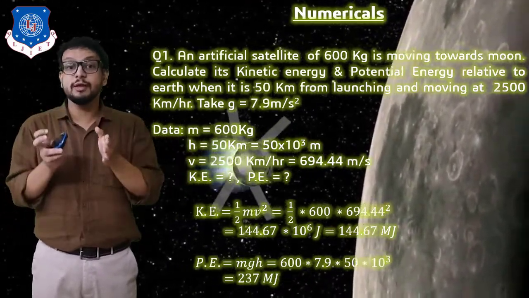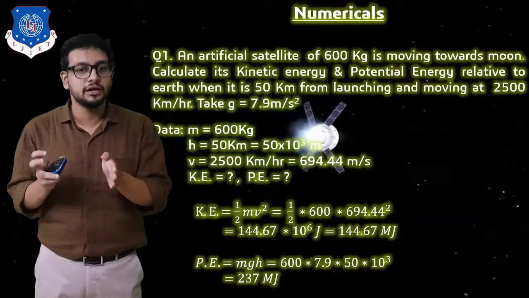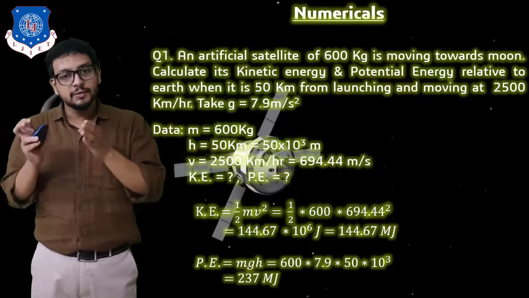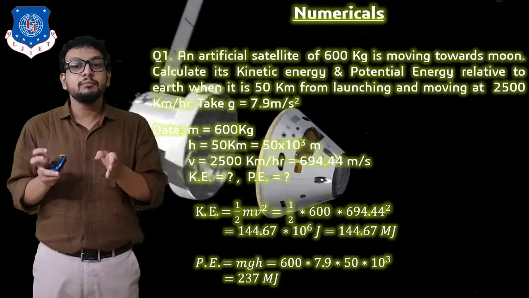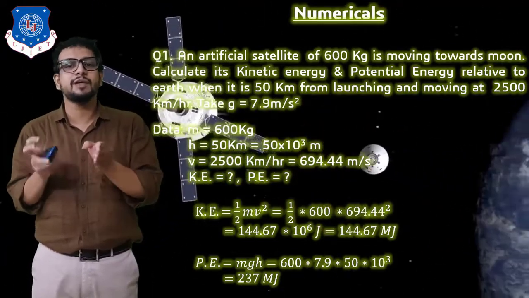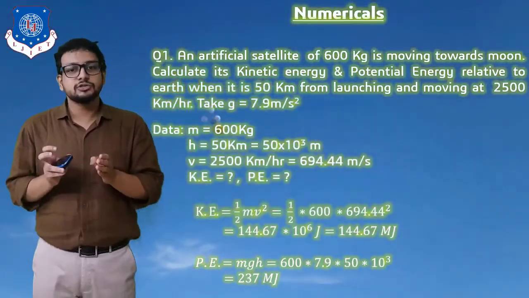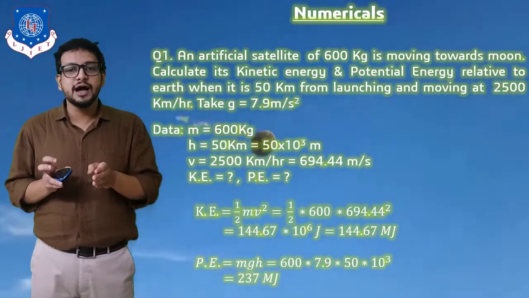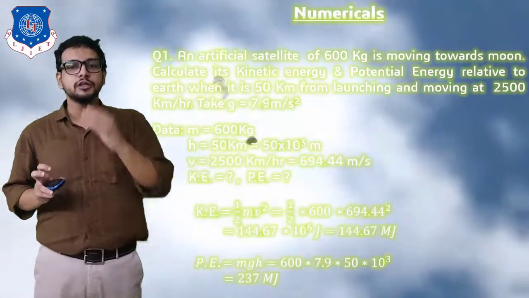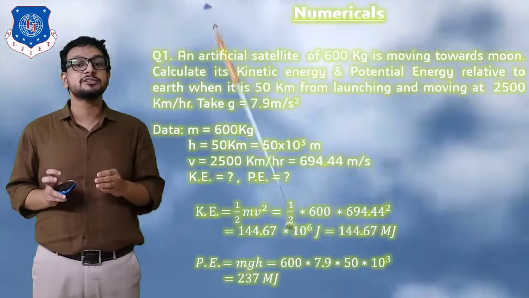So you have to remember that we are going to work in the SI system, that is the international standard. So I have converted height into meter, that is 50 into 10 raised to 3 meter, and velocity into meter per second. It is given in kilometer per hour, so converting it into meter per second, we get 694.44 meter per second. So substituting the values for kinetic energy, we get half mv square, where mass is 600 kg, substituting velocity 694.44 the whole square, we get the answer 144.67 into 10 raised to 6 joule.